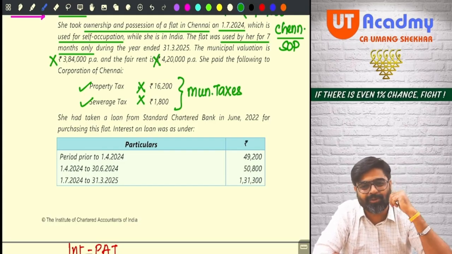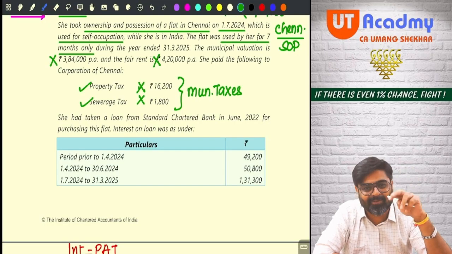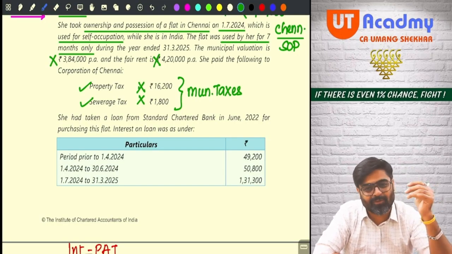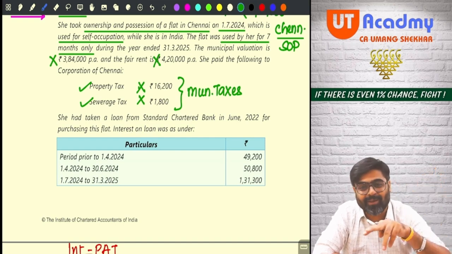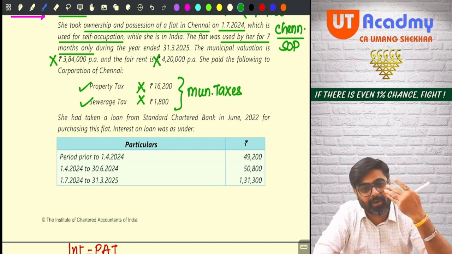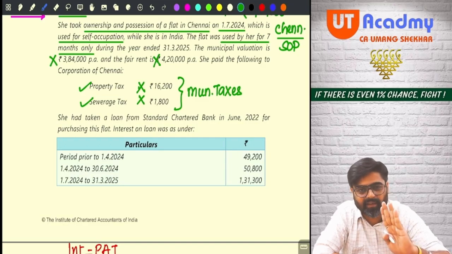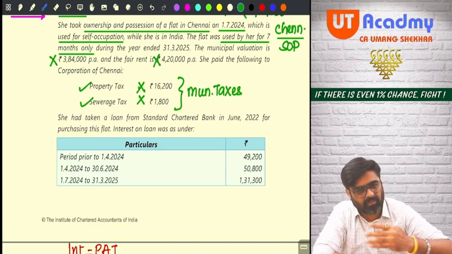What you would have done: municipal value, fair rent 3,84,000, 420, whichever is higher. Then standard rent also I would have given for the full year, and you would have calculated the expected rent for the full year. Gone. It will be only for 9 months in this case. Understood? So we are not supposed to consider this amount, forget about it.